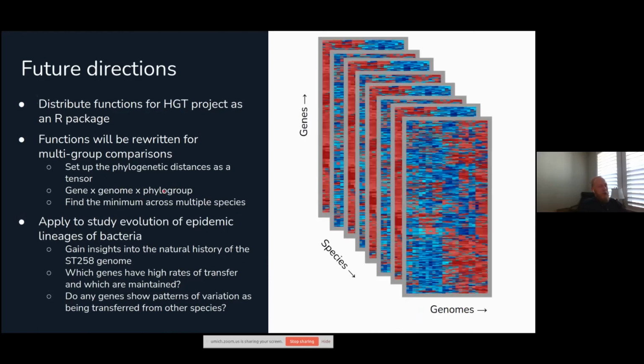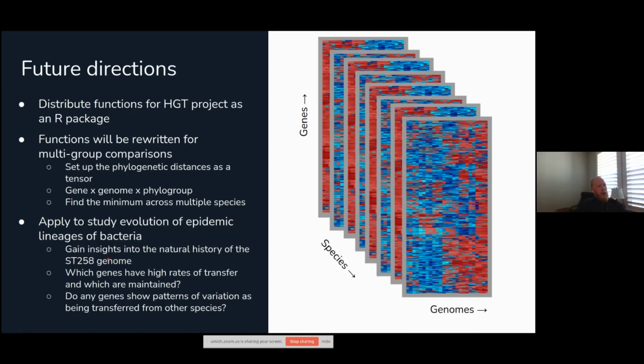There are a multitude of sequenced species of bacteria. So it would be ideal to set this up where you could do multiple species comparisons and find minimums. You could set it up similarly to a tensor where you have genes, genomes, and species, and then you can imagine looking through the tensor and seeing areas where there are minimums, which might correspond to horizontal transfer between two species or two different phylogroups via sequence types within the same species.